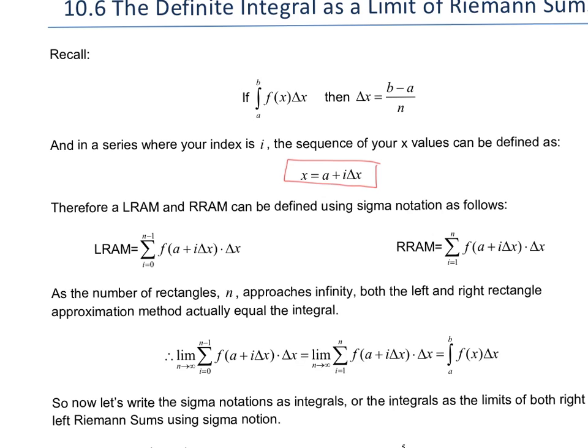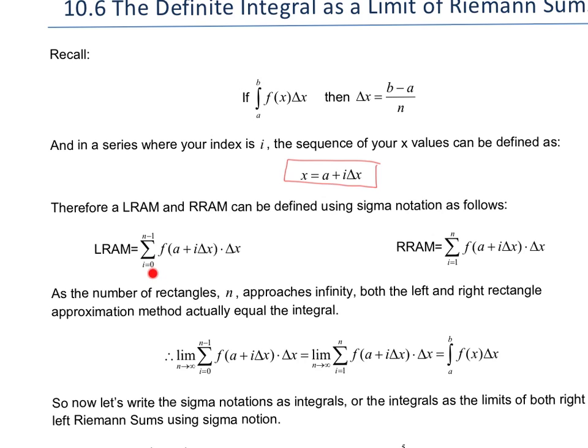So that's just a quick little review of sigma notation. And so here, if we're using LRAM, obviously we would use the left values, and so that's why we start at 0 and go to n minus 1. Remember that n is the number of rectangles that we're using. And if we're using RRAM, that means we're going to use the right value, so we're going to start at 1 and go to n, so we're not going to include 0 there.